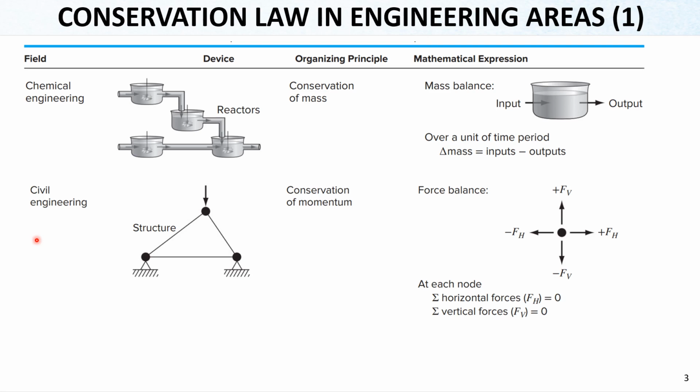Similarly, in civil engineering, and also in mechanical engineering, in the statics class, we have seen that there are truss structures like these, and we use the conservation of momentum, or if it is steady state, we use the balance equations for the forces. So if there is a force balance, for the forces in the x direction, or horizontal forces, the change is zero, and for the vertical forces also, the change is zero. And by using these, if there is one unknown force, we can find it.